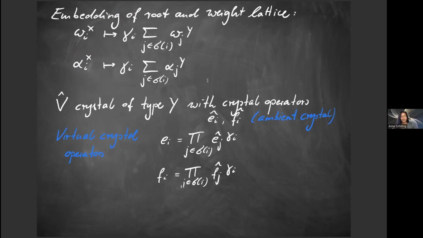A virtual crystal is now a realization of the type X crystal in terms of a type Y crystal. I'm going to denote the type Y crystal by hats. That will be my ambient crystal, and the associated crystal raising and lowering operators will also be denoted by hats. And the virtual crystal operators, the ones that will model the type X crystal, are given by products of the type Y crystal operators. So for example, EI will be a product of things that are associated under this folding, under the sigma, and with this multiplicity factor.